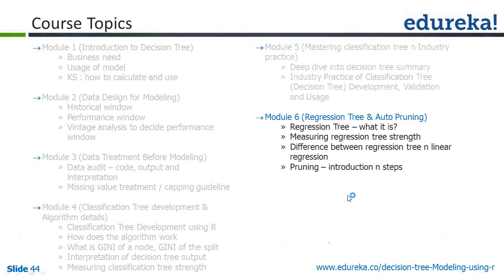The regression tree: if your dependent variable is numeric, let's say spend amount or profit amount, which is a numeric variable, can you use decision tree in that? The answer is yes. This is what is called regression tree. So how will you develop regression tree? How will you understand the strength of the decision tree?